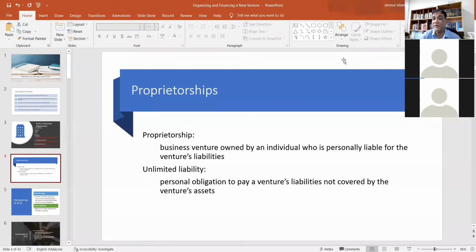So when you say proprietorship, we have to keep in mind it is one person who is going to come out with the idea, who is going to make it commercial, and who is going to organize the business organization. He is going to run the operation, lead the organization, and he is going to take all the liabilities that are incurred while running the business venture.